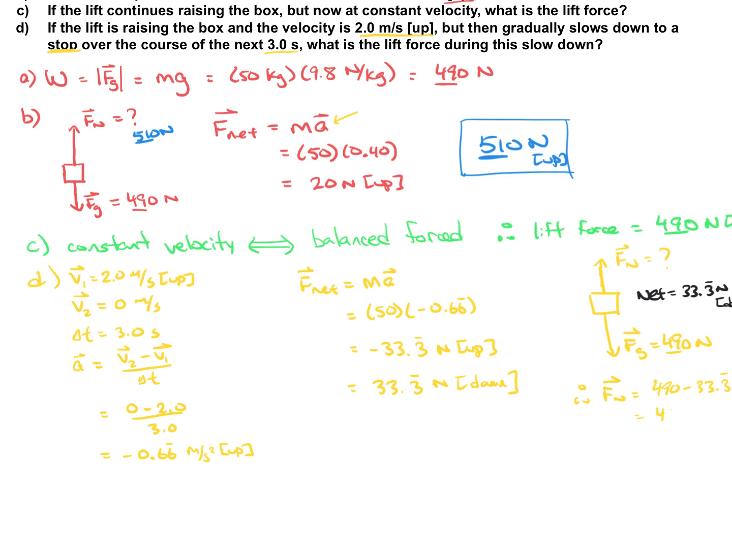So I think that's 457. I'm rounding to the nearest whole number here. But this should really just go to the tens column anyway, so those decimals don't matter too much. So 457 newtons up. Okay, so that is my answer.